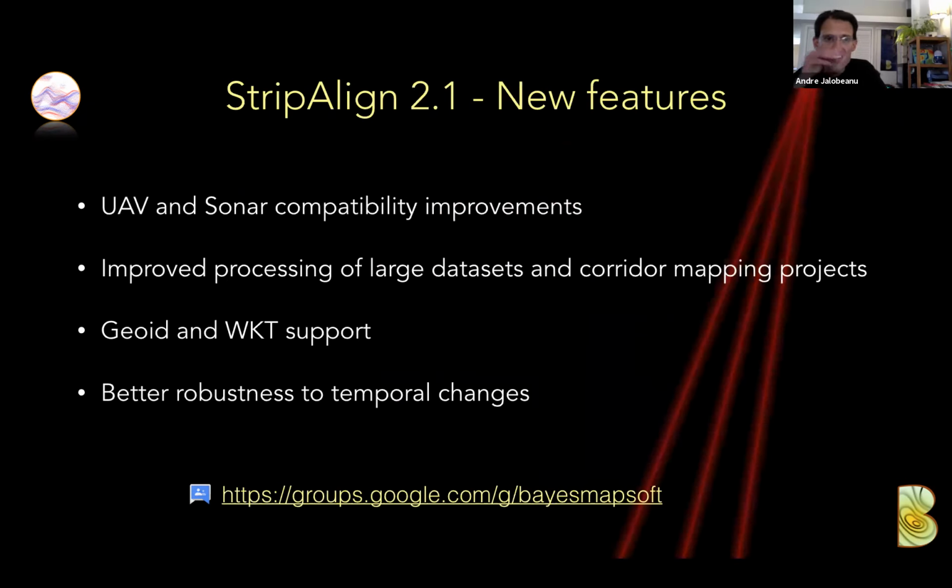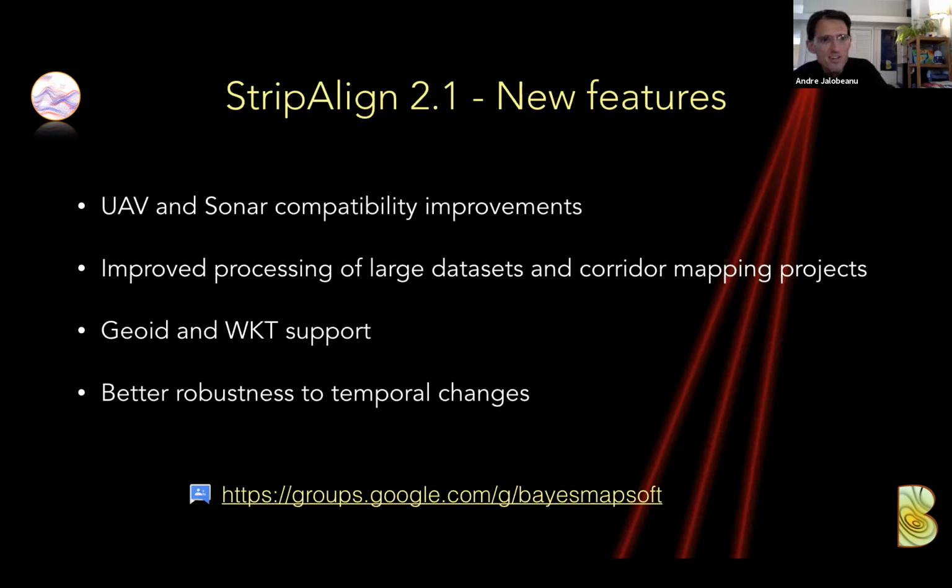So now I'm going to focus a little bit on the new features. I mean, some of the new features, because there have been lots of them added along the years. So UAV and Sonar compatibility has been greatly improved for the past 2 years. And so now we are able to propose StripAlign for UAV. It's not totally official yet because we still want to incorporate a better registration algorithm, but the existing one already works very well. That's what our clients say.